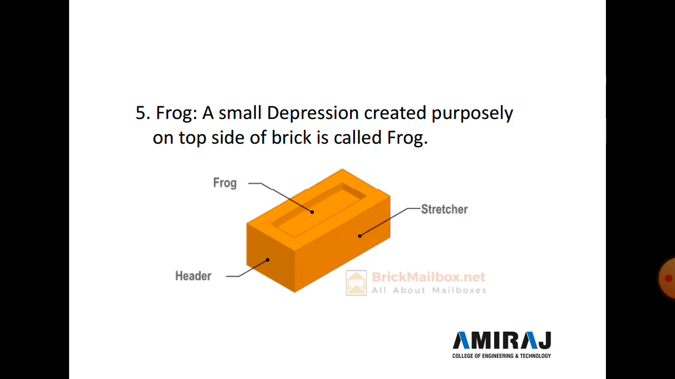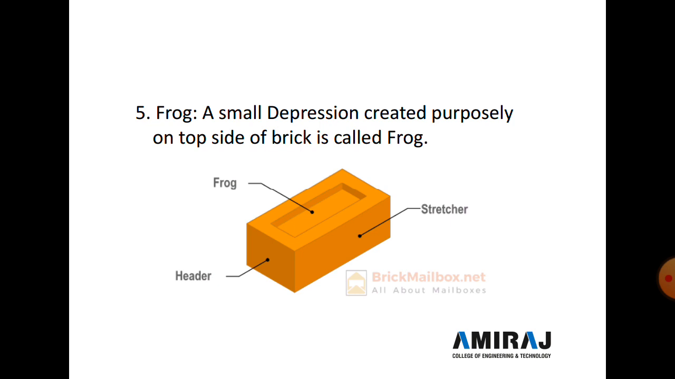Now frog. A small depression created purposely on the top of the brick is called a frog. You can see the frog is always shown on the top side of the brick. Some companies write their name and symbols there as a marking of the brick.